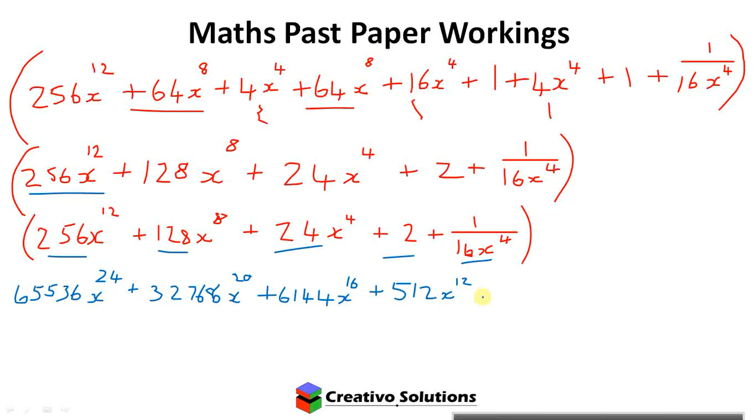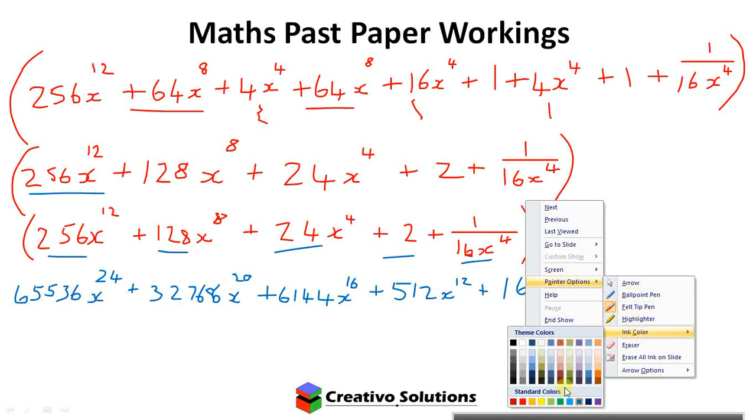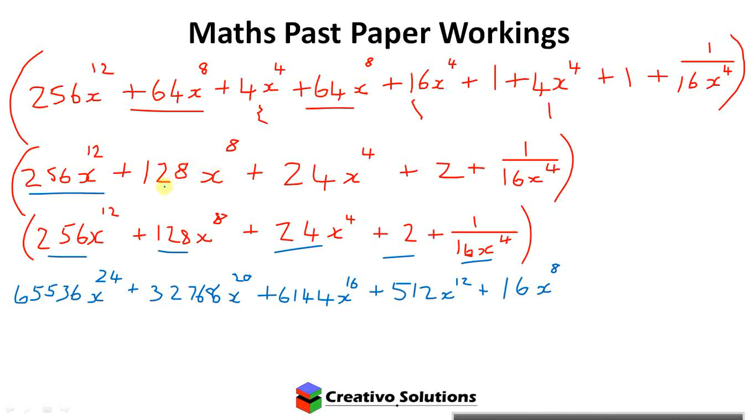256 divided by 16 is 16. Okay, now I've done the first one. Let's change color because this is going to be a massive one. Now I take this and I'm going to multiply that into all of them.